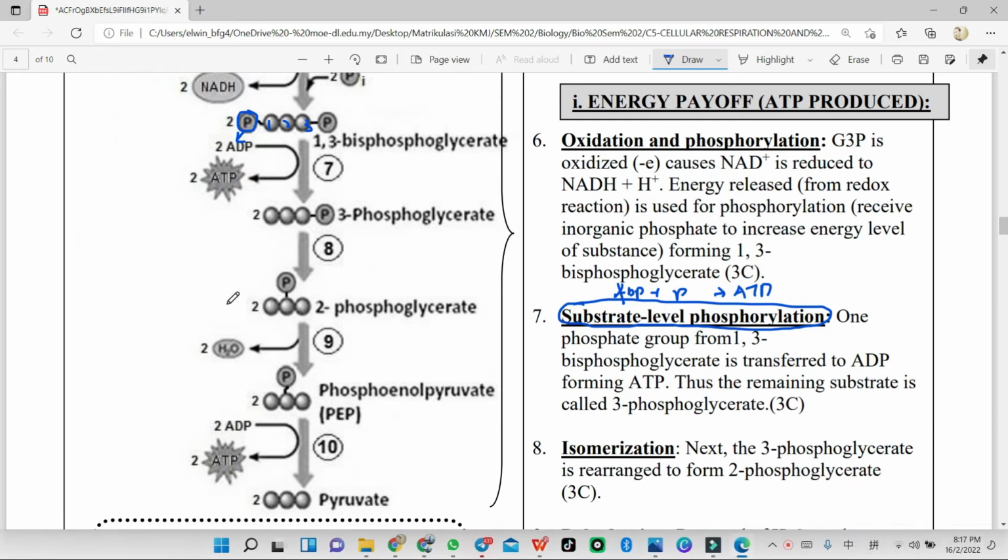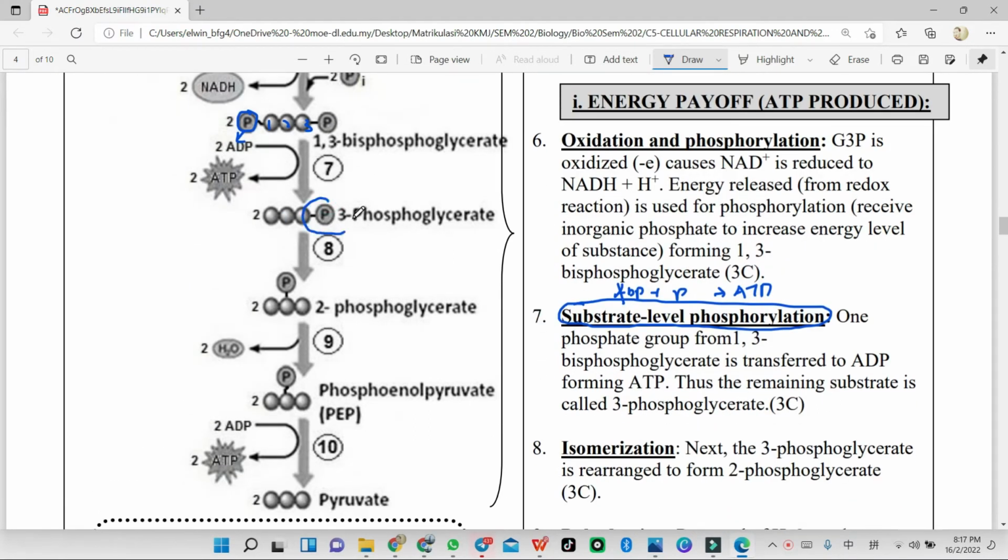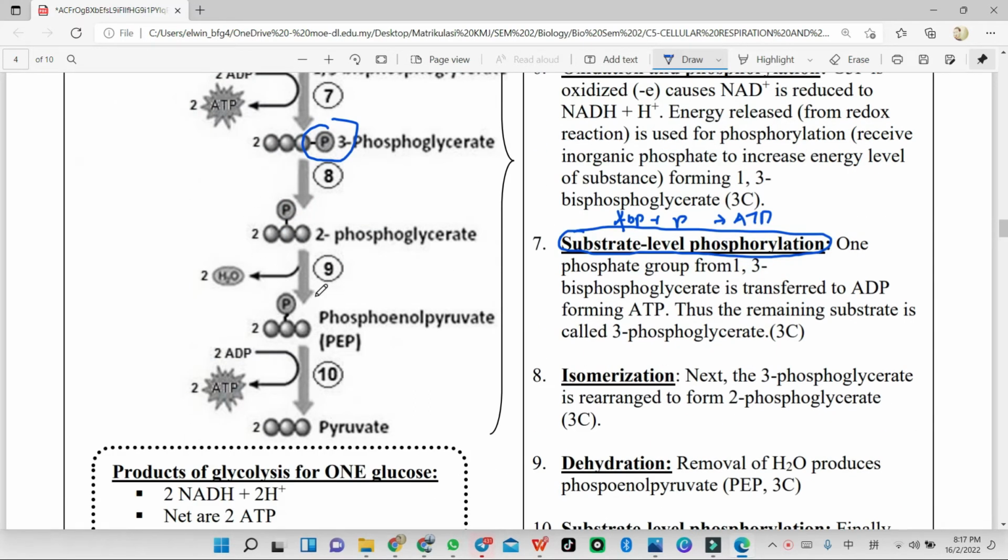And the next one is the 3-phosphoglycerate. It undergoes process number 8, which is the isomerization, also the rearrangement of the substance into another one. So in isomerization, we change the position of the phosphate group from carbon number 3 to the middle one, which is carbon 2, so it becomes 2-phosphoglycerate.